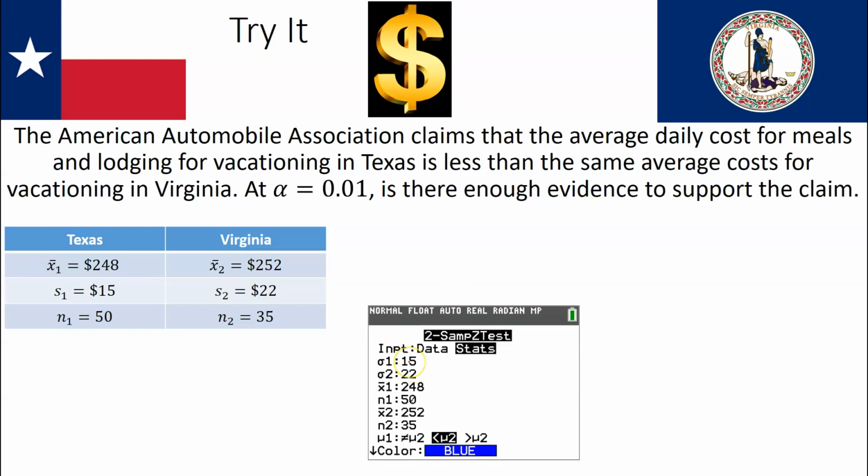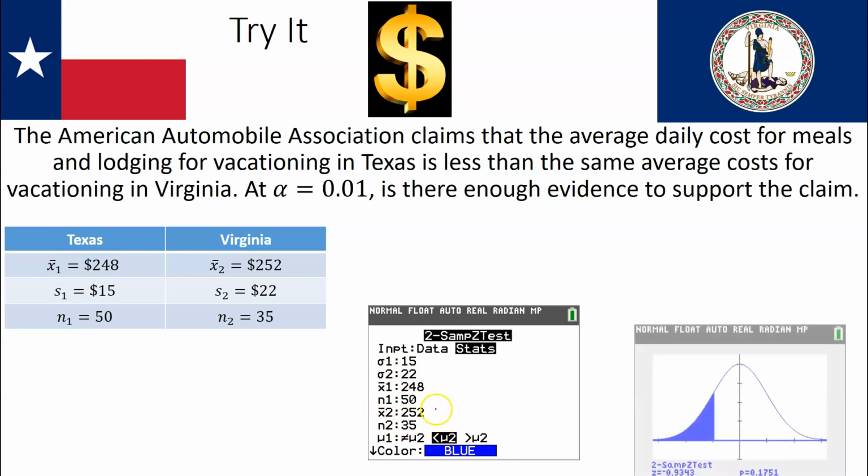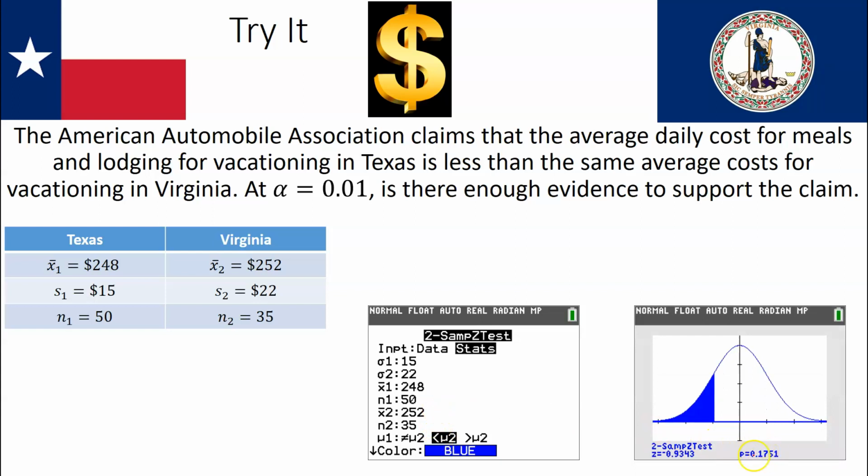All right, so again, you've got to keep track of what's the first thing and what's the second. So our first one is going to be Texas. So we use the Texas numbers here, here, and here. And then the Virginia numbers are going to be here, here, and here. Less than, again, is what we're looking at here. And I'm assuming you came up with a p-value of 0.17. So in this case, we are going to fail to reject the null.